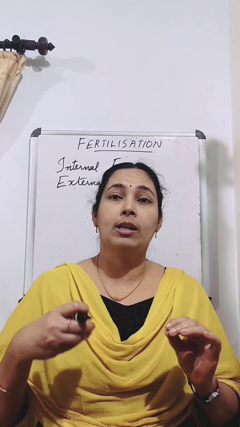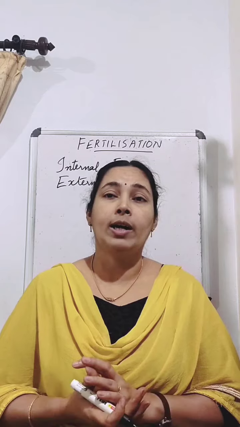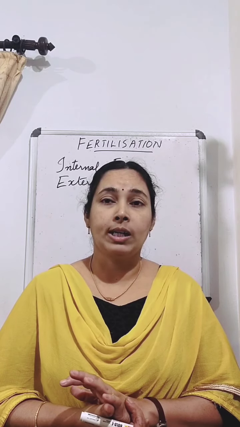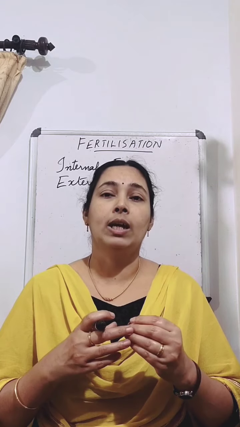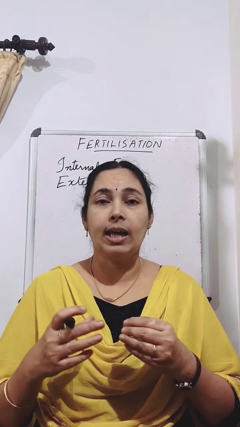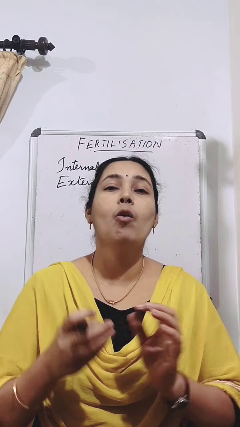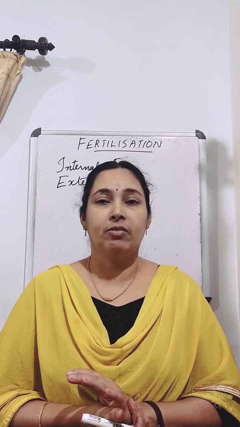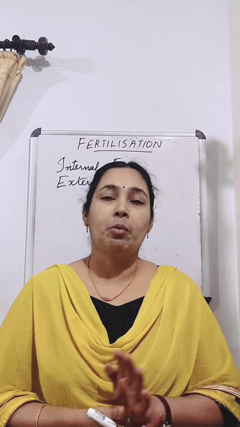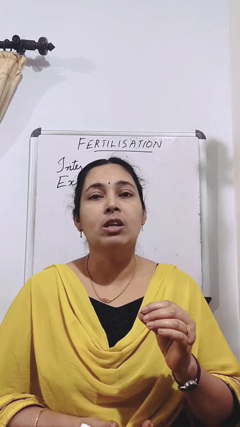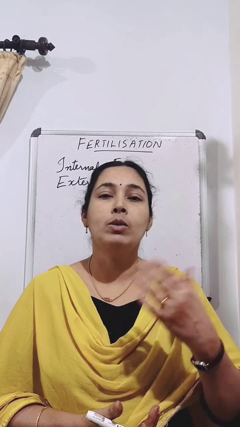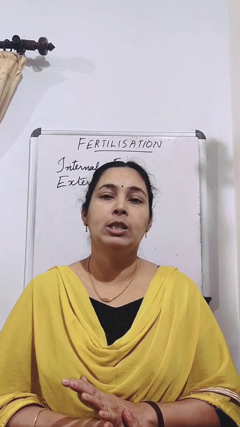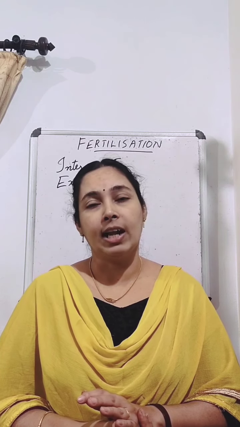Each sperm swims randomly in water. When the sperms are ejected, they swim in water with the help of their long tail. The sperm come in contact with the eggs and fusion takes place. So the eggs and sperms fuse together in the water. This results in fertilization. This type of fertilization, in which the fusion of male and female gametes takes place outside the body of the female, is called external fertilization.